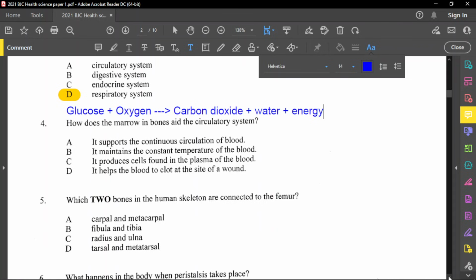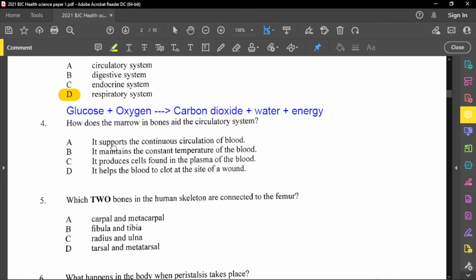All right, question number 4. And the question number 4 said, how does the marrow in the bones aid the circulatory system? So what you need to know about bone marrow and the circulatory system, which relates to blood, is that the bone marrow actually makes blood. Okay. All right. So let's go through and see which was the correct answer here. It said support the continuous circulation of blood, which is not true. Maintain the constant temperature of the blood is not true. It produces cells found in plasma, and the cells found in plasma are blood cells.